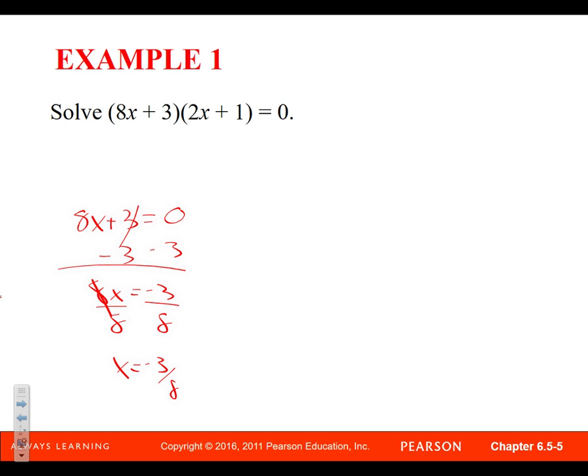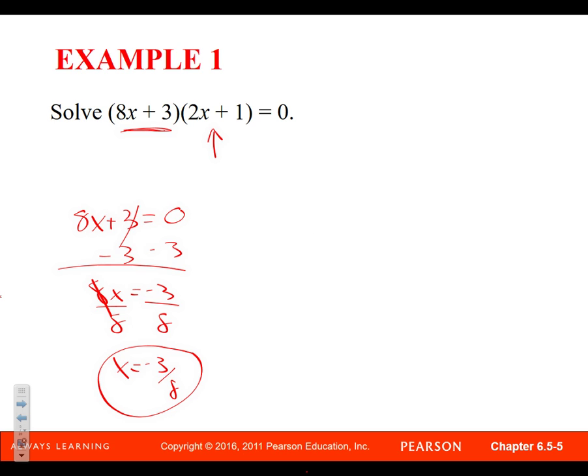And it should make sense. If I take 8 times x plus 3 and plug in this number, what am I expecting to get? 0, right? So let's see if it works. 8 over 8 is 1. Negative 3 plus 3 is 0. So I just found one possible solution for what x could be. Does that make sense? Now the other scenario is where this one's not 0, but maybe this one's the 0.